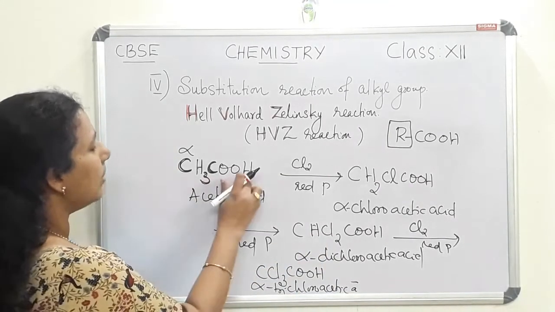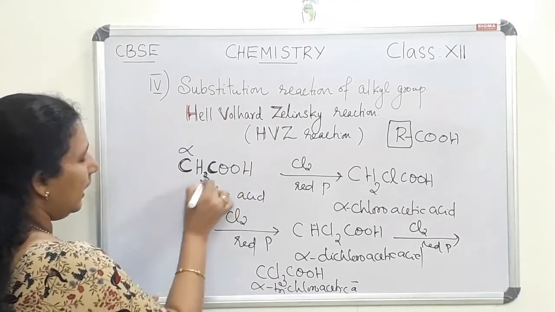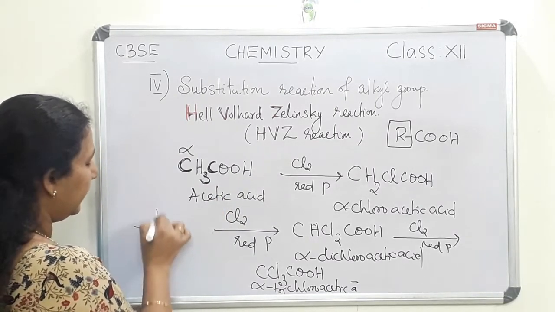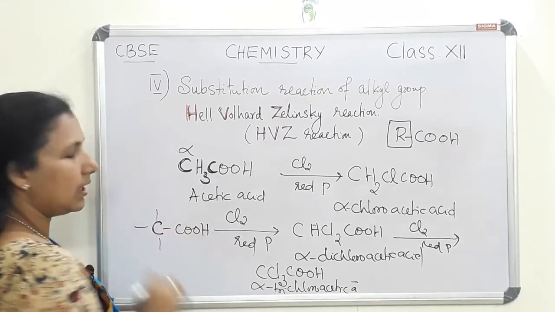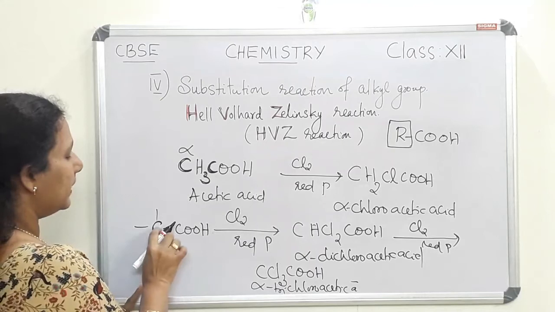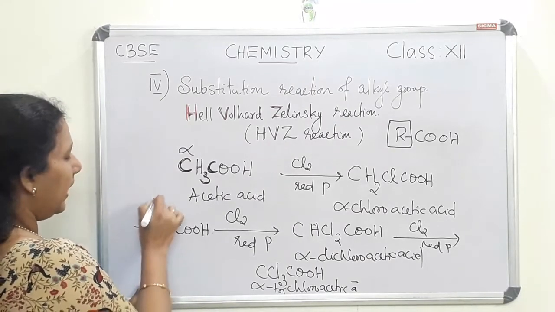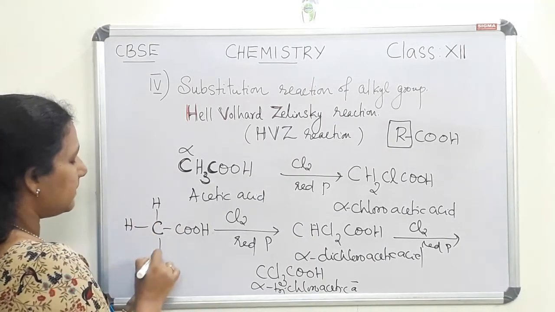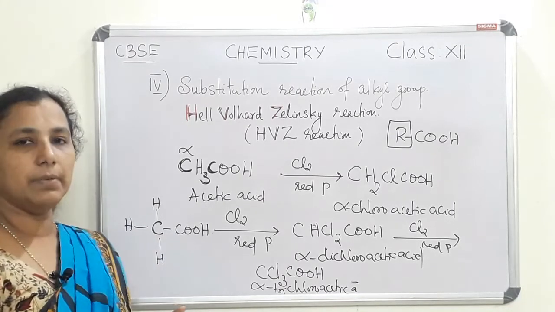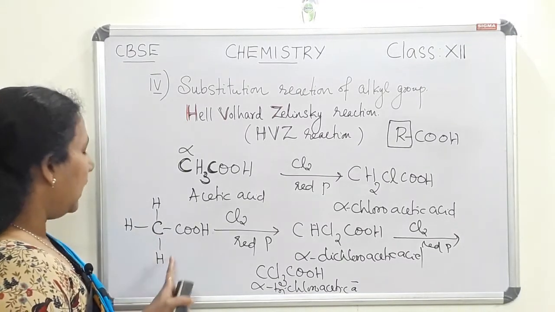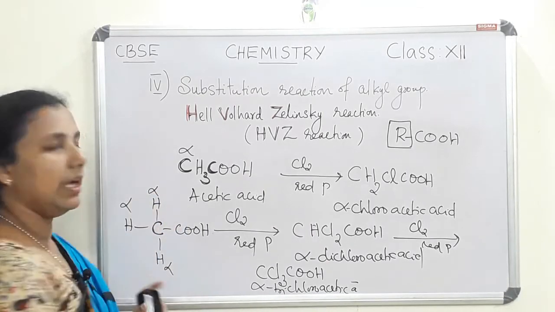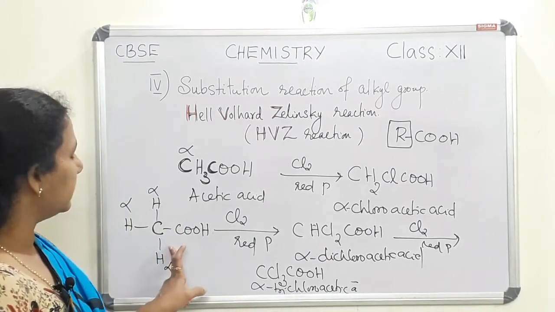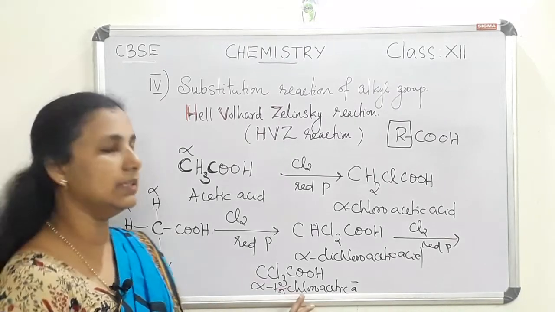So CH3COOH has alpha hydrogen atoms. That means the COOH group is attached to this carbon atom, and this carbon atom is the alpha carbon, and the hydrogen atoms connected to this alpha carbon atom are alpha hydrogen atoms. So there are 3 alpha hydrogen atoms, and all 3 alpha hydrogen atoms are removed in this case.